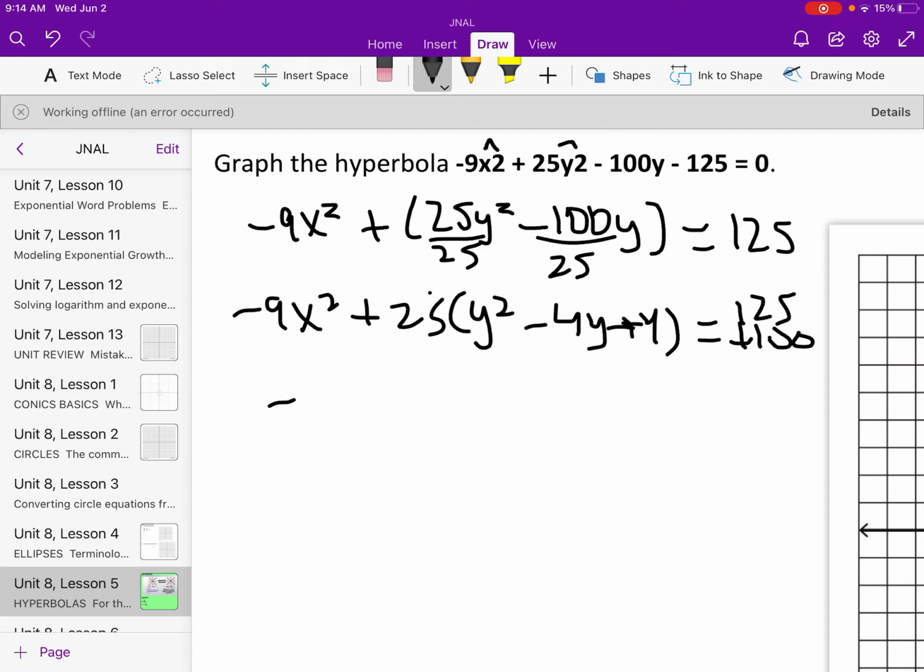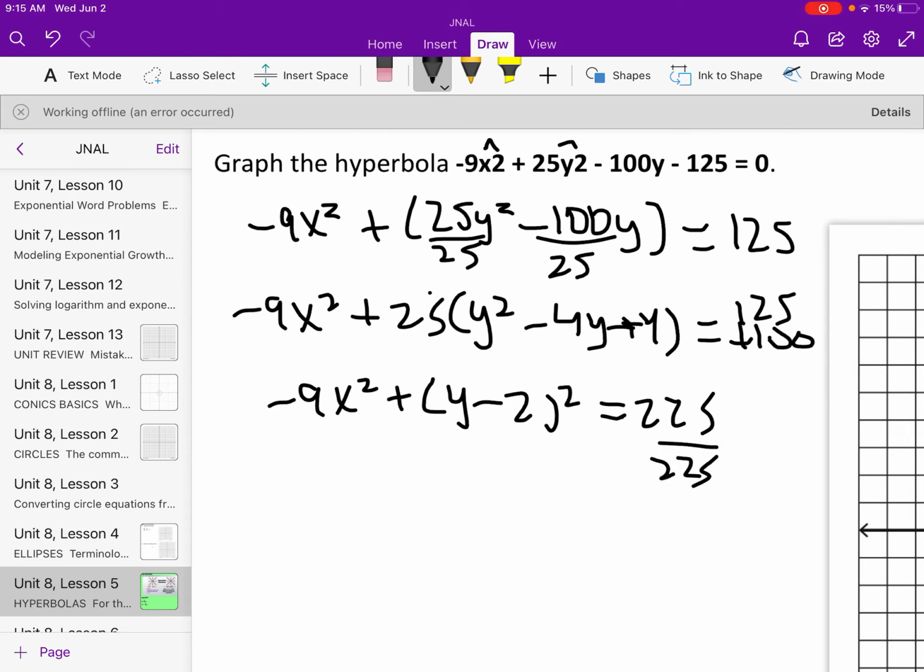So now we have negative 9x squared plus, we can change this to y minus 2 squared equals 225. Over here, this needs to be 1, so we divide by 225.